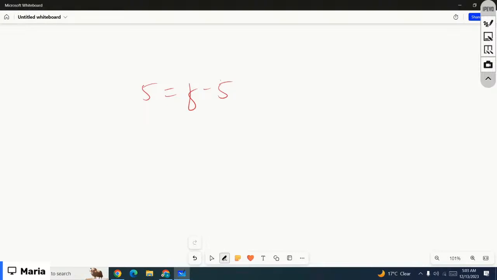Isolate the variable means you have the variable on one side and the rest of the numbers on the other side, right? So you need to move that 3 to the other side. Here you have 5, take away 3. To remove that 3, you need to add 3 to both sides, because the opposite of subtraction is addition. 3 minus 3 makes 0. You are left with f, and 5 plus 3 equals 8, right?